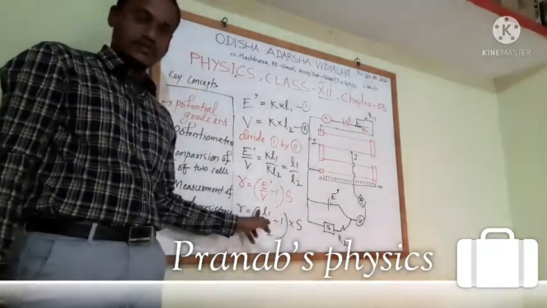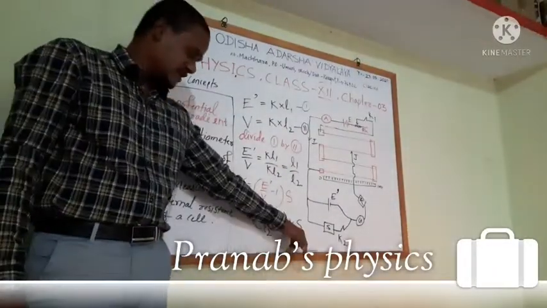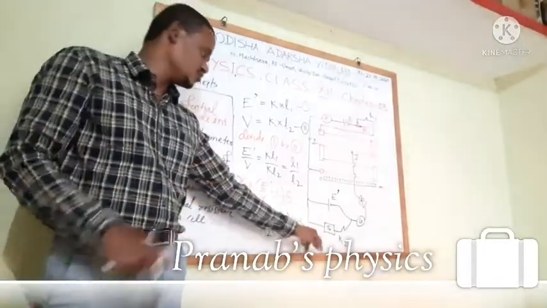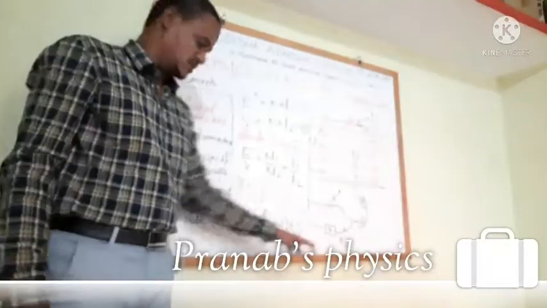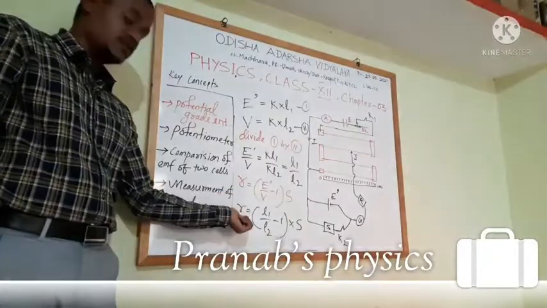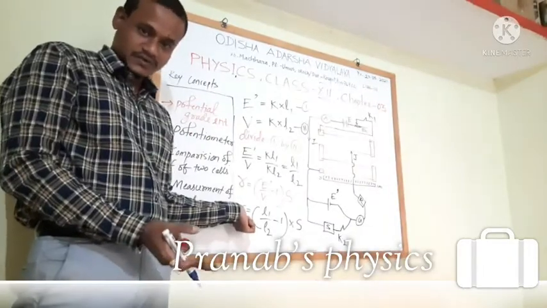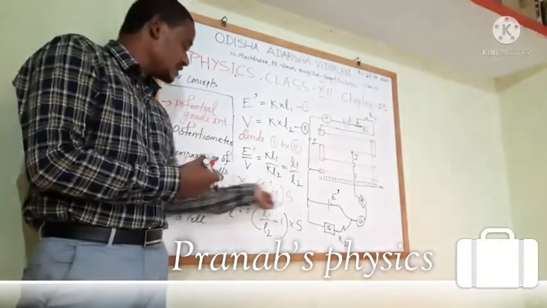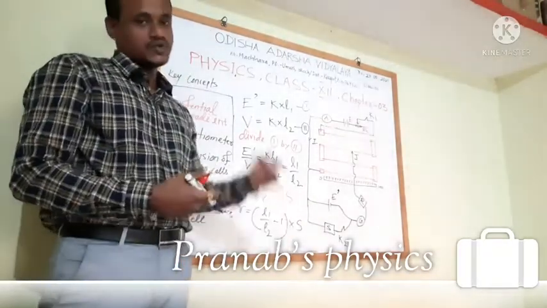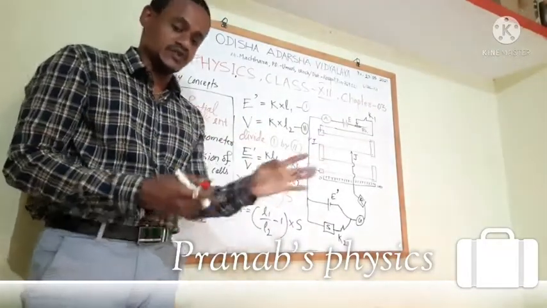L1 you know because you calculated L1 by moving the jockey. L2 also you know. S, you connected the external resistance, so you better know its value. All these values are known. Taking these known values, we calculated the unknown internal resistance of a cell. Isn't it that simple? You will do the practical by taking this formula only. So you will benefit on both sides, in the practical and in the theory.